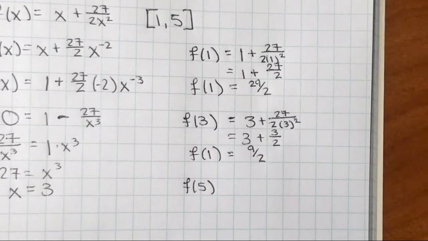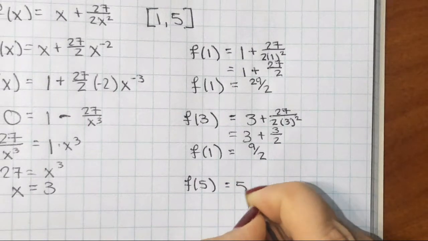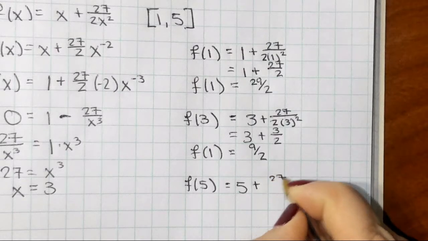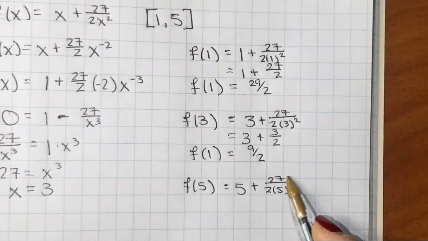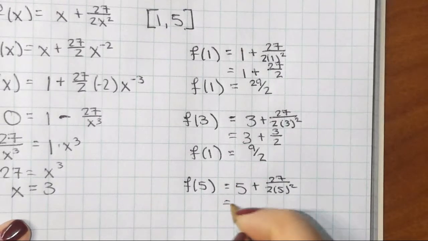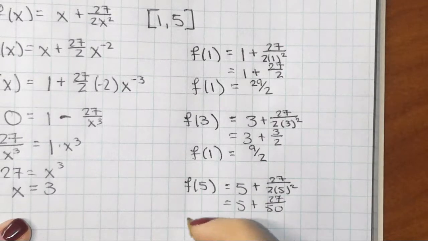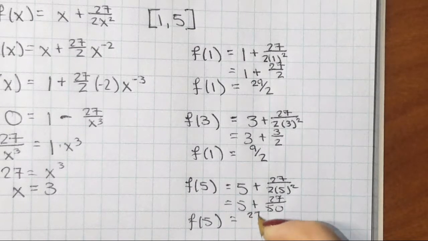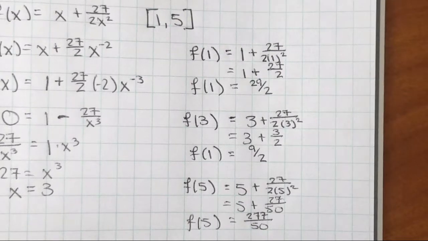Okay. And then 5. I'm going to get 5 plus 27 over 2 times 5 squared. So I'm going to get 27 over 50. I got it as one big fraction. That'd be 250 plus 27, so 277 over 50. Okay.